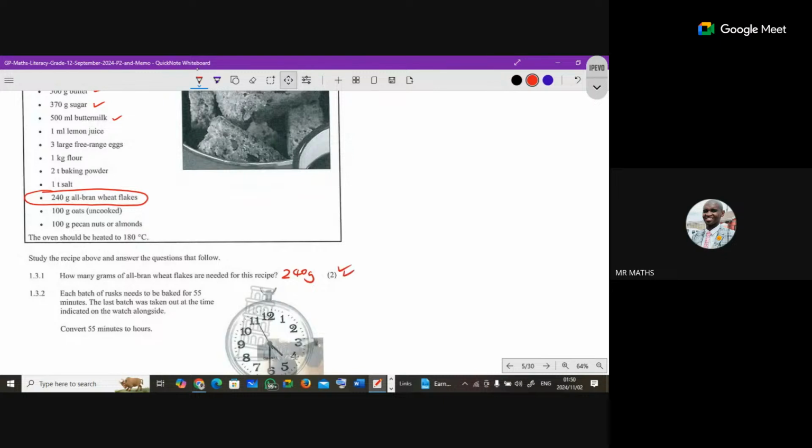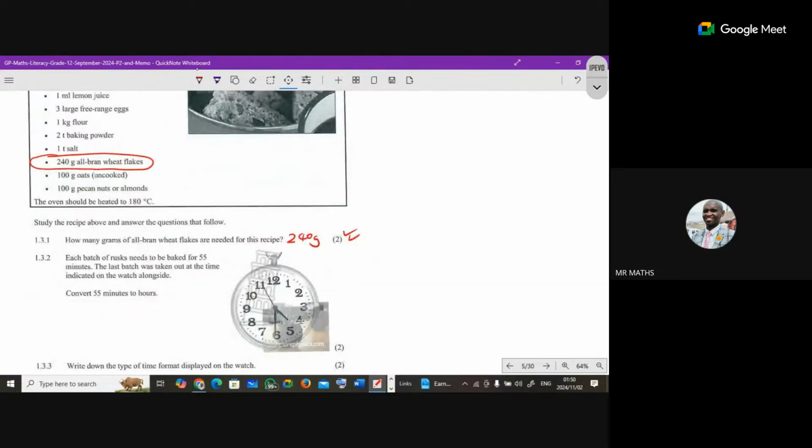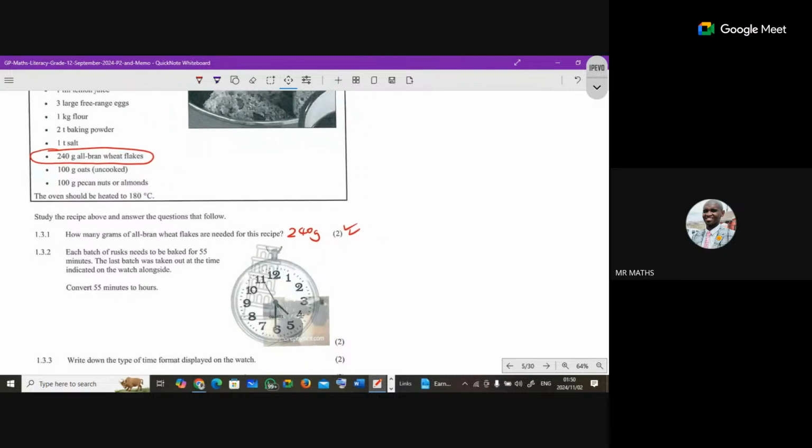Okay, then we move on to the next question. How many grams of all bran wheat flakes is needed for this recipe? Okay, there it is. Each batch of rusk needs to be baked for 55 minutes. The last batch was taken out at the time indicated on the watch alongside. Convert 55 minutes to hours.